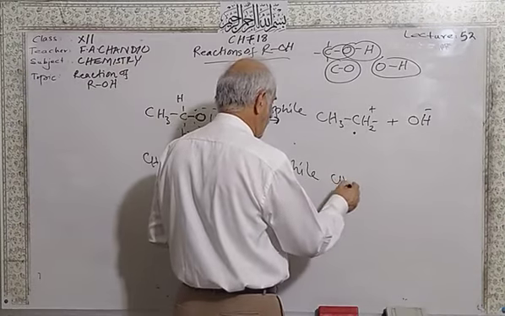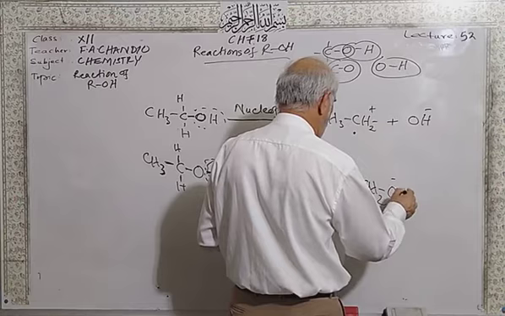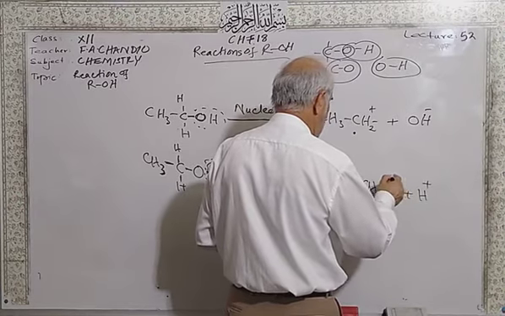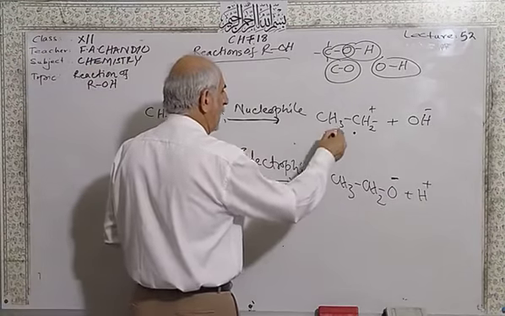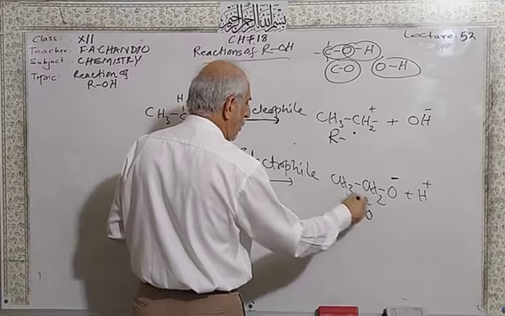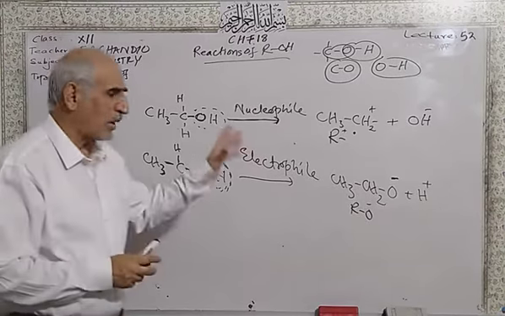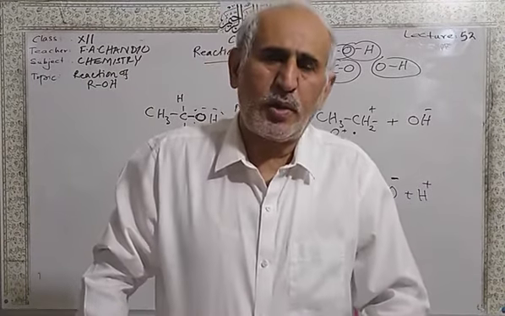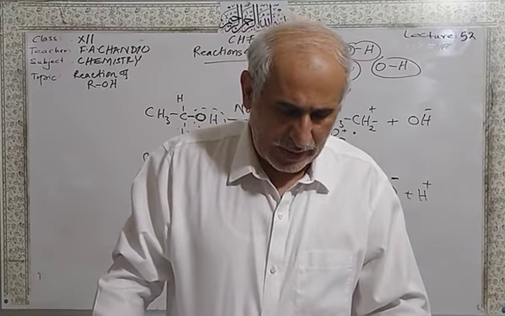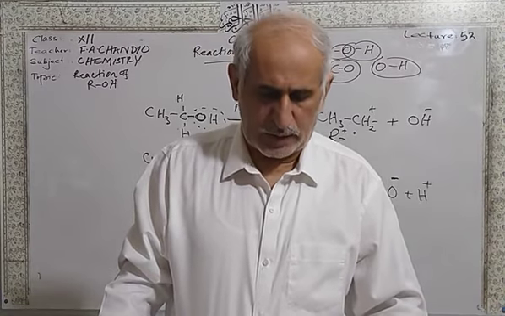So we get ethoxy or alkoxy, with the alkyl group here and the alkoxy here. It is going to be formed here, and the proton is going to be displaced or removed from the alcohol. So two conditions we have here. One is when the carbon-oxygen bond is broken down in the presence of a nucleophile, and the other is when the oxygen-hydrogen bond is broken down to form the alkoxy group.